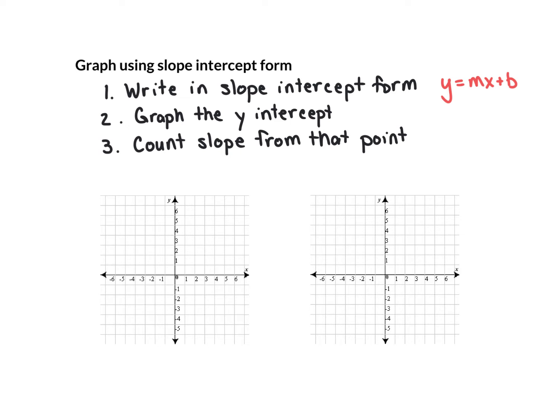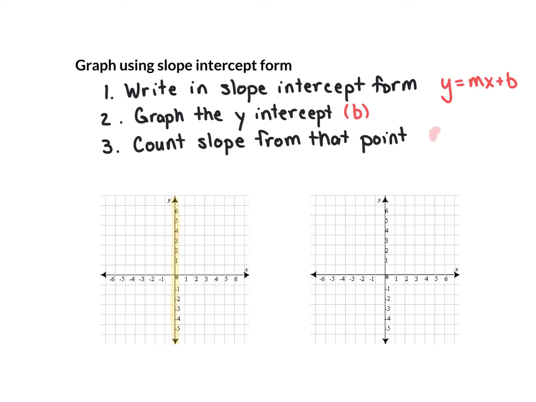Then when we graph, we're going to start with the y-intercept. Your y-intercept is your b. When we plot that, we always start on the y-axis. So our first dot is going to be on this axis. From that point that we just plotted on our y-axis, we're going to be able to count our slope.